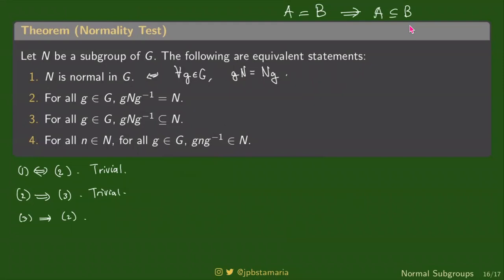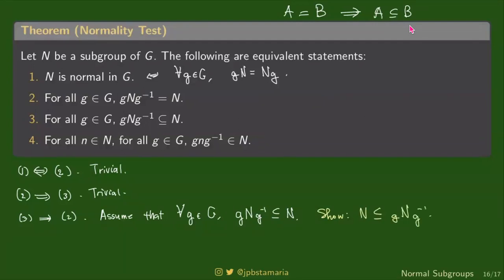So, ganito yan eh. Assume number 3. For all G in G, we have G N G inverse a subset of N. We will prove that, ano kailangan natin ipakita dito? We need to show that N is a subset of G N G inverse. Diba?